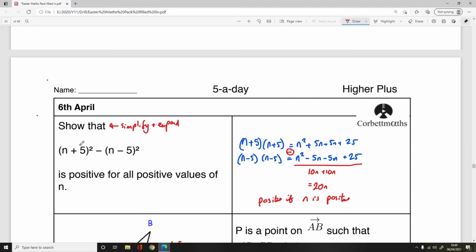So I expanded n plus 5 all squared, which is n squared plus 10n plus 25. I expanded n minus 5 squared, which is n squared minus 10n plus 25, and then I subtracted it away. So n squared take away n squared is 0, 10n take away minus 10n ends up being plus 20n, 25 minus 25 is 0, so we end up with just 20n. Now, show this is positive for all positive values of n. Well, if n is positive, then 20 times n is also positive. Done.